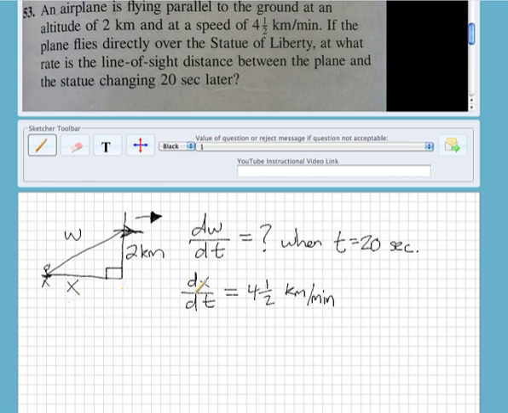The first thing we want to do is change this 20 seconds to minutes. So we're going to do a little train track here, 60 seconds to 1 minute. I'll extend that. Basically we get 1/3 minutes. Probably could have done that in our heads, but we'll write it down. So we have 1/3 minutes here.